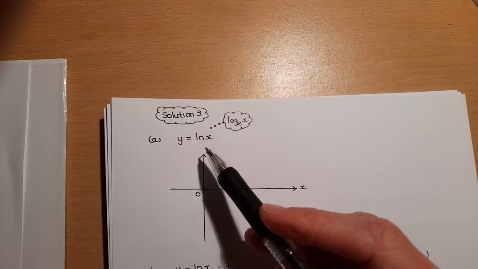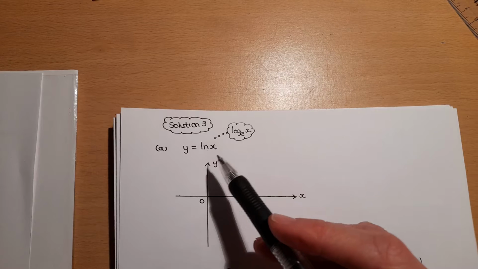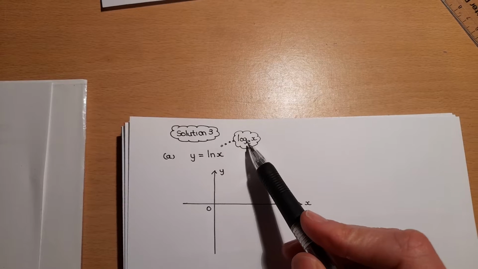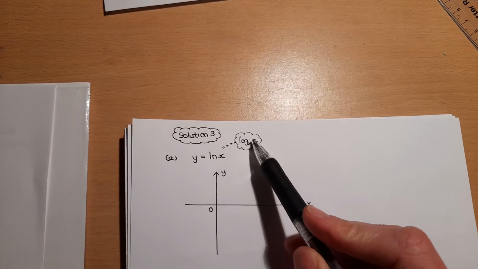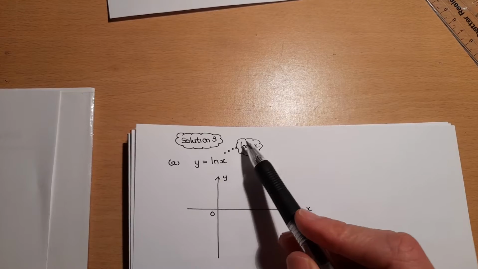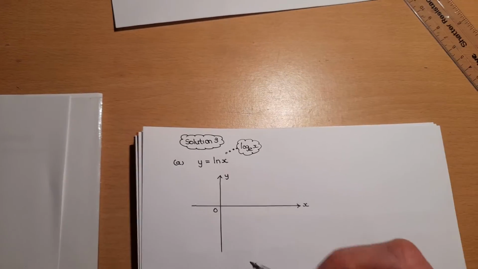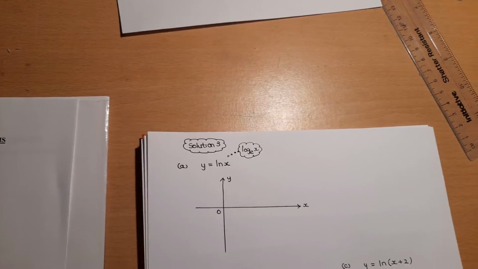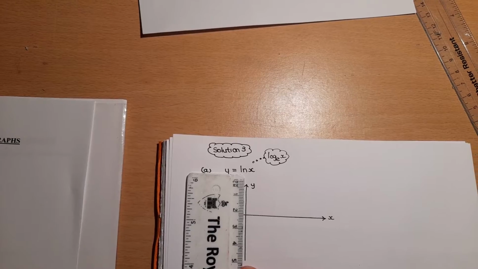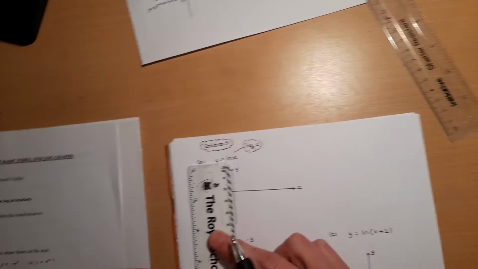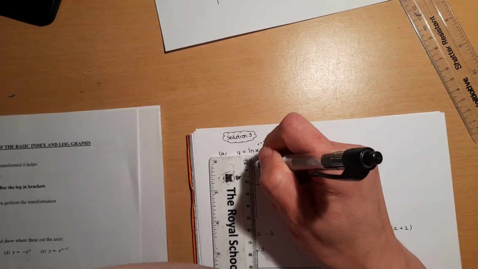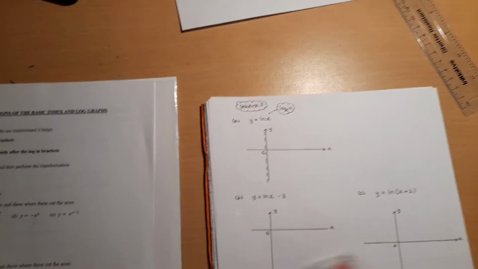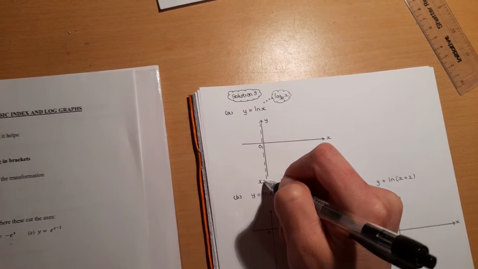So when I talk about a basic log graph, I'm referring to y equals log to the base a of x, where a is any base bigger than 1. So remember, e is about 2.71, so we're talking about the log graph, log to the base e of x. Now, any log graph is such that the y-axis is a vertical asymptote. So it's kind of the opposite to your index graphs. When it's a basic log graph, the y-axis is now an asymptote, and the equation of that asymptote is x equals 0.